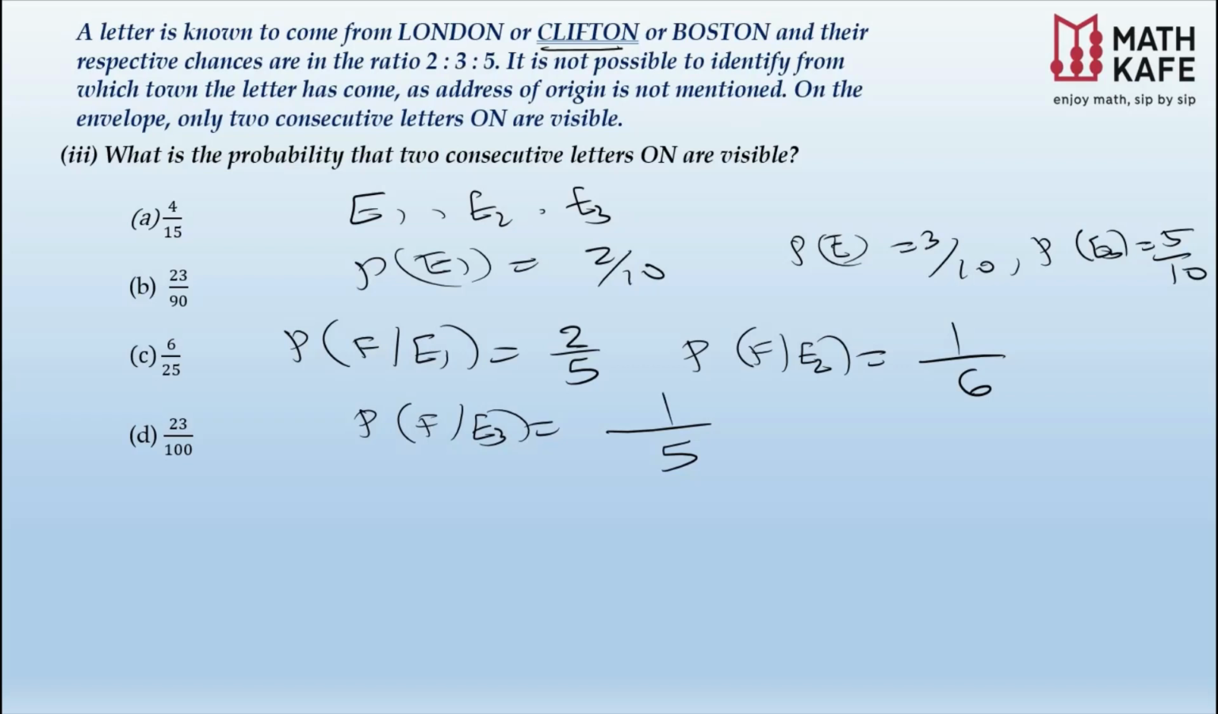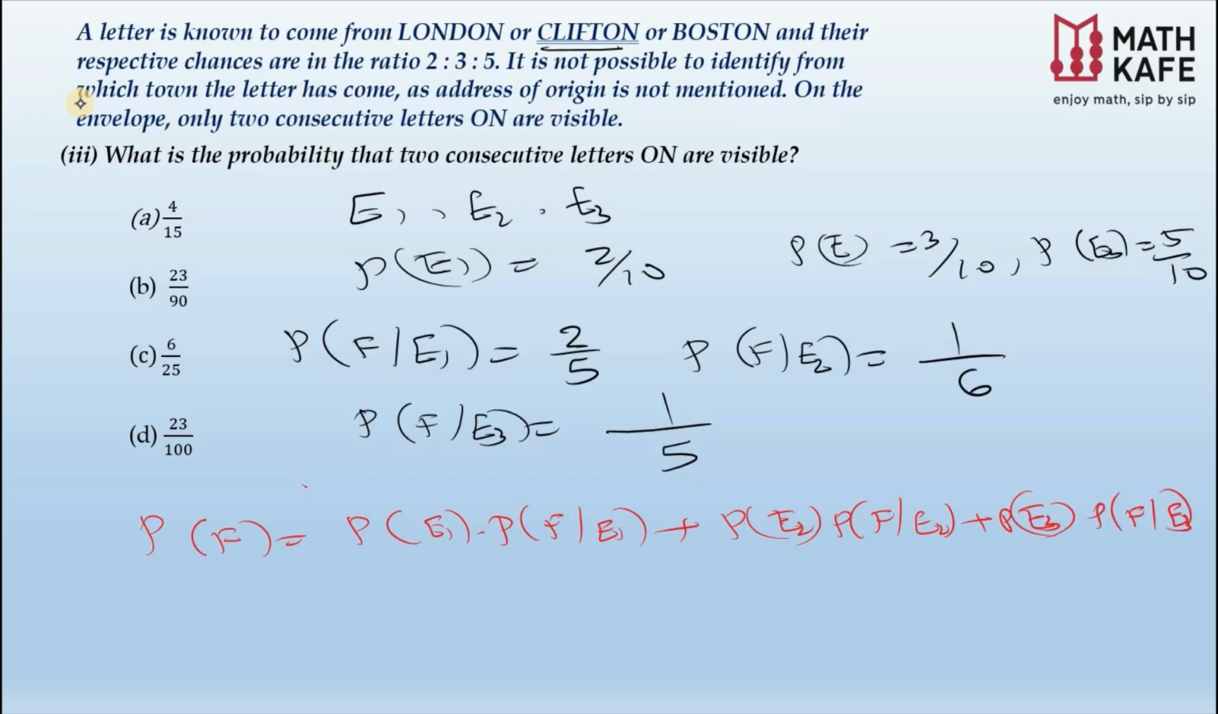Now we are required to get the total probability. P of F will be equal to, as you know, P of E1 into P of F given E1, plus P of E2 into P of F given E2, and P of E3 into P of F given E3. Or in simple sense, it means the letter has come from London and ON is visible, or the letter has come from Clifton and ON is visible, or the letter has come from Boston and again ON is visible. Now you can just substitute the values so that you will get the answer easily.